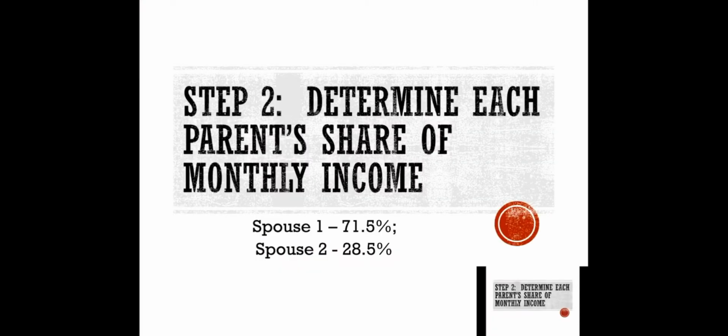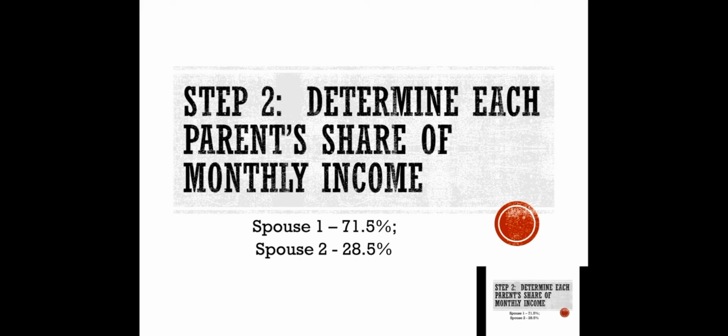Now, after you have calculated the gross monthly income of parent 1 and parent 2, you should figure out, of the total, what percentage is attributed to parent 1 and what percentage is attributed to parent 2. Please pause the video and calculate that number as well. So you should have determined that spouse 1, or parent 1 more accurately, makes 71.5% of the monthly income, and parent 2, or spouse 2 in the case of a divorce, has 28.5% of the total monthly income.